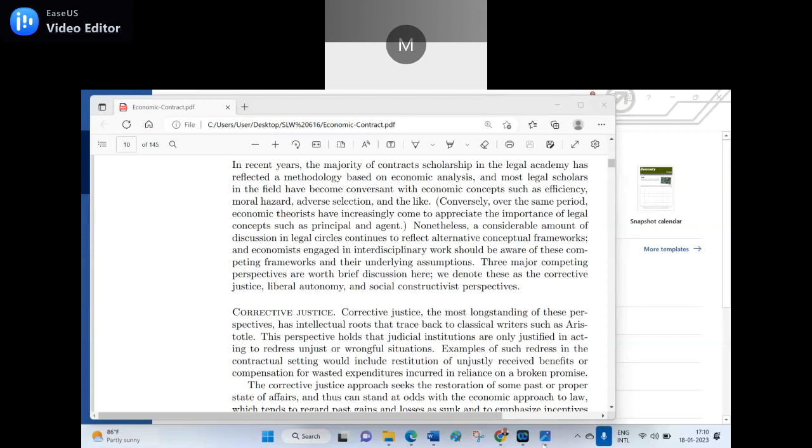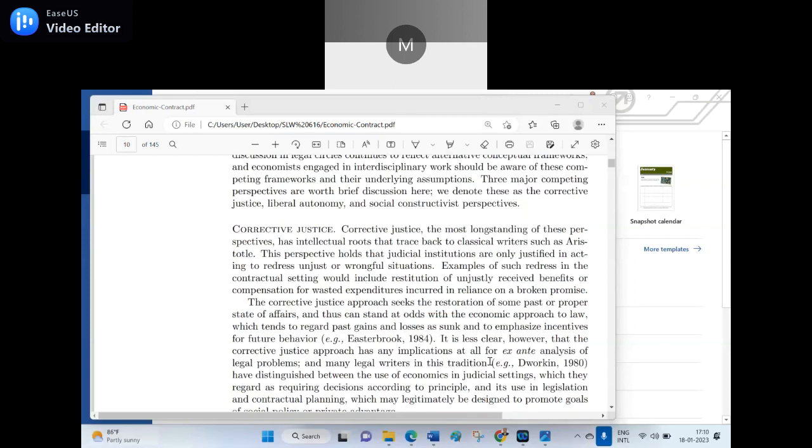Now let us see what corrective justice is. The most long-standing of these perspectives has intellectual roots that trace back to classical writers such as Aristotle. This perspective holds that judicial institutions are only justified in acting to redress unjust or wrongful situations. The judicial agency sees merely what loss is incurred. That is all they see.